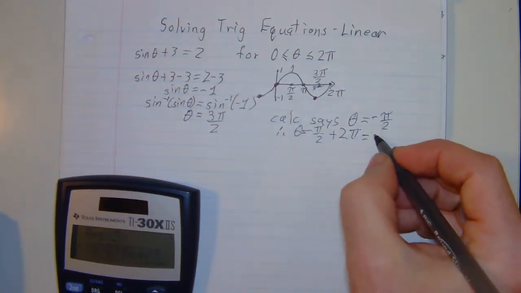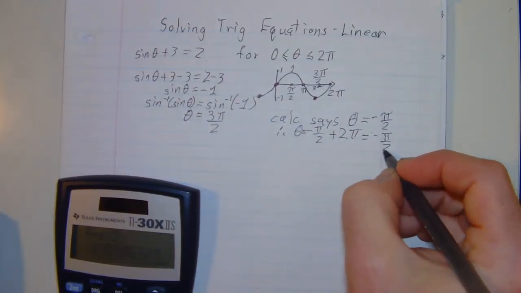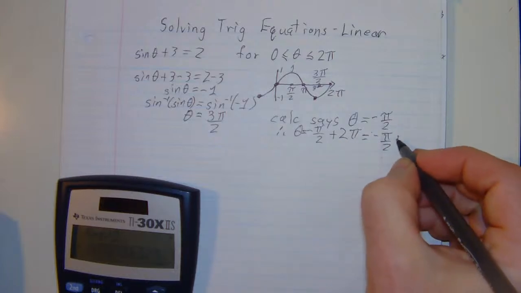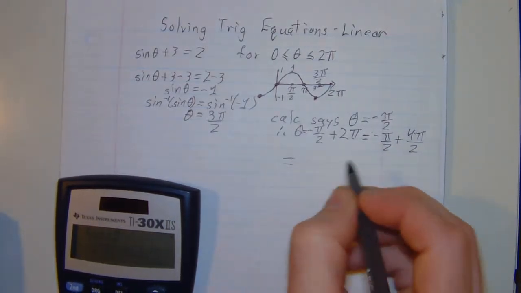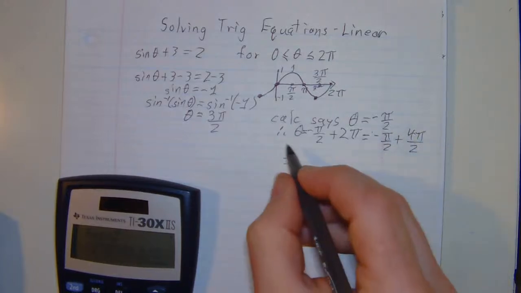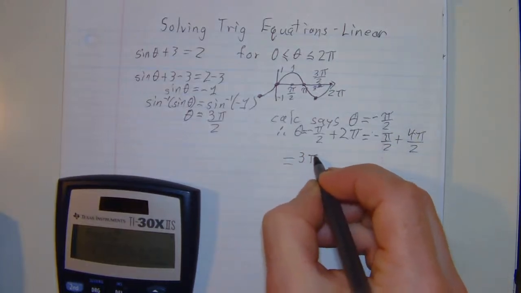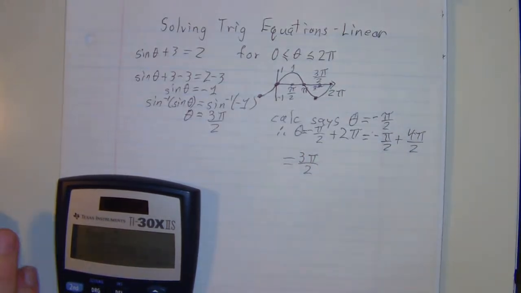And so negative pi by 2 plus 2 pi, if I want to put that over 2, that's going to be 4 pi by 2. -1 plus 4 is 3. So we end up with 3 pi by 2.